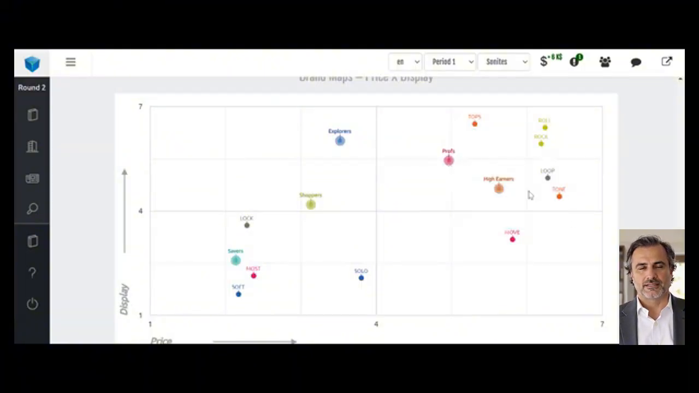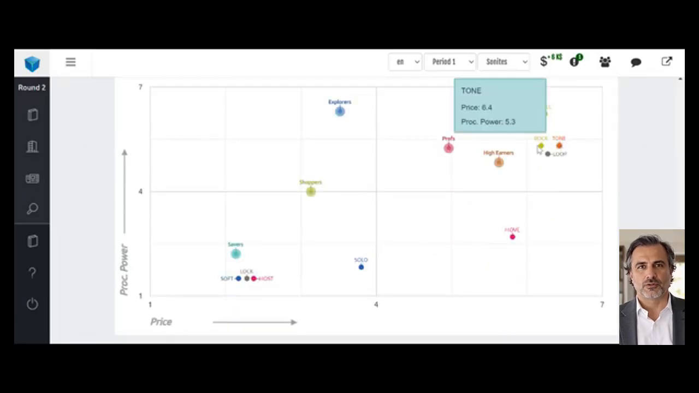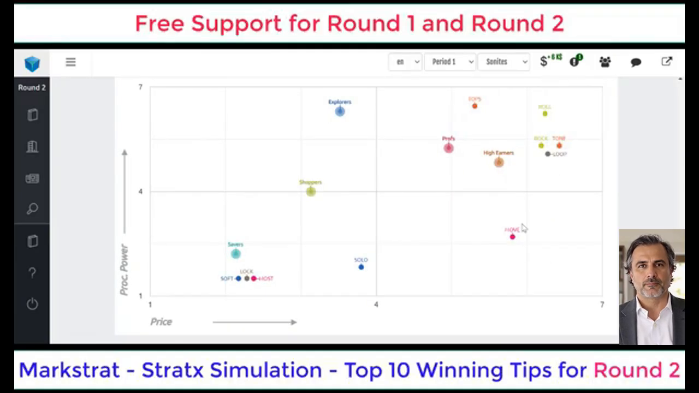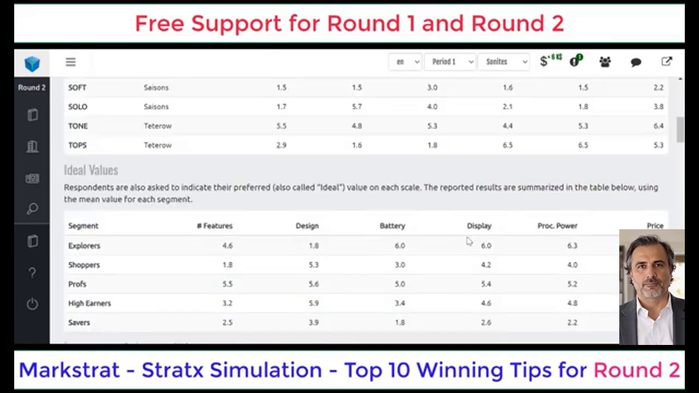Always check the price sensitivity of each segment. If your brand is overpriced for its features, you'll struggle with demand. Adjust your price to match the perceived value seen in the semantic scale report.